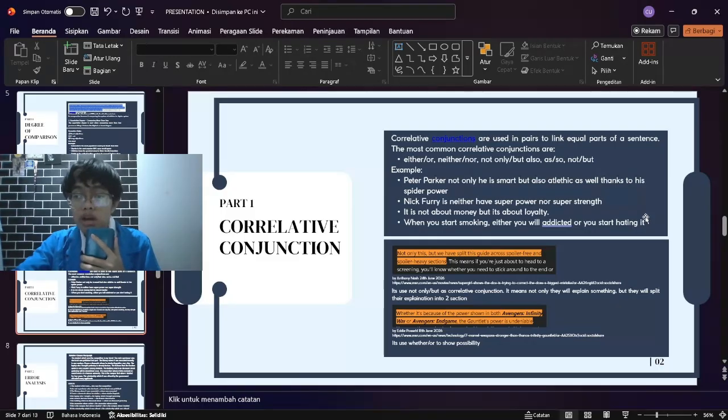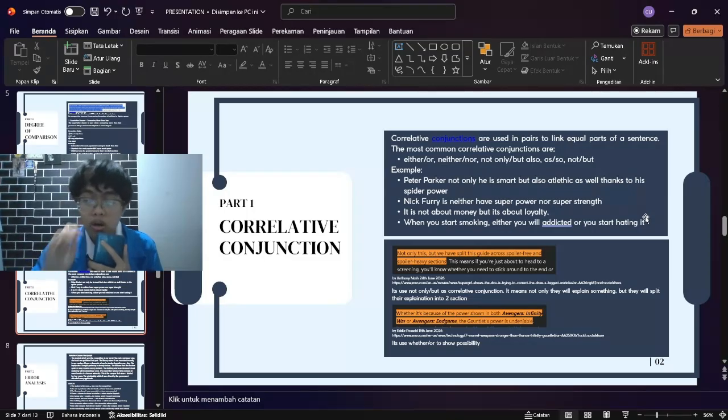Nick Fury has neither superpowers nor super strength. It is not about money, but it's about loyalty. And when you start smoking, either you will get addicted to it or you will start hating it. So basically, a correlative conjunction is a conjunction that connects two parts of a sentence.